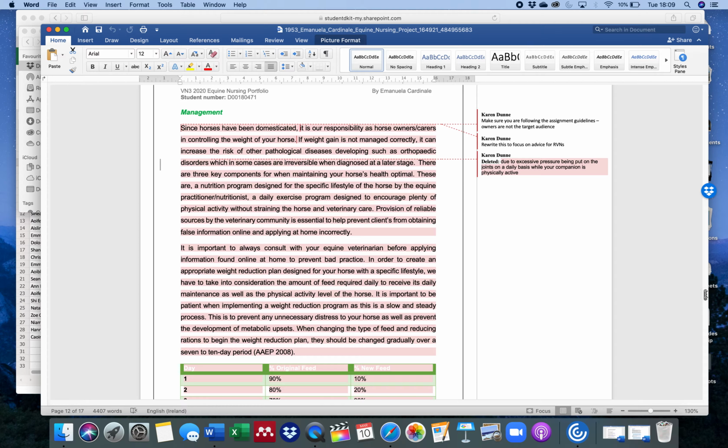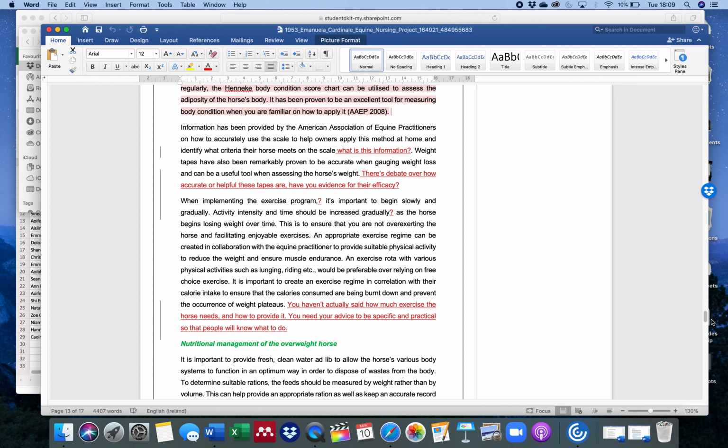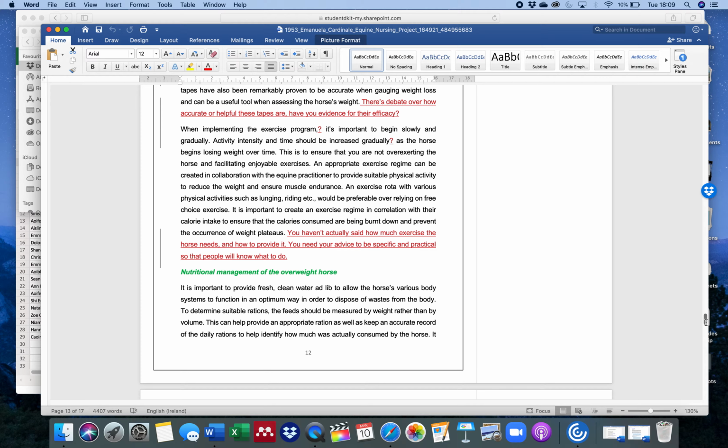Right, this whole section here is just aimed at horse owners. So again, I'd say just take that out. Remember, you're writing for other vet nurses, and what your vet nurse does need to know is what exactly it is they should be doing. So you've talked here about information that the AAP have, but you haven't said what that actually is. You've mentioned weight tapes. There's debate over how useful they are, so if you're recommending people use them, you may expand on them as to how to use them properly and how valuable they are. You haven't actually said what to feed the horse yet, so here we are, we're down at the bottom of page 12, we're only starting to mention it now.